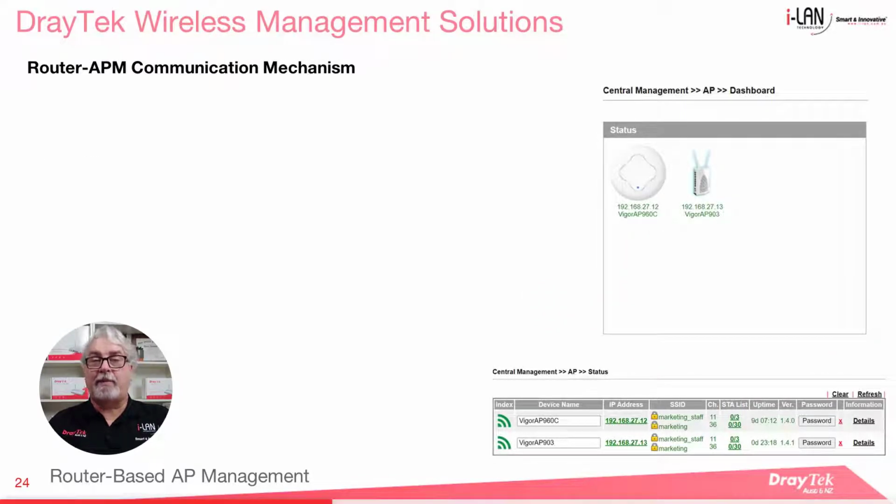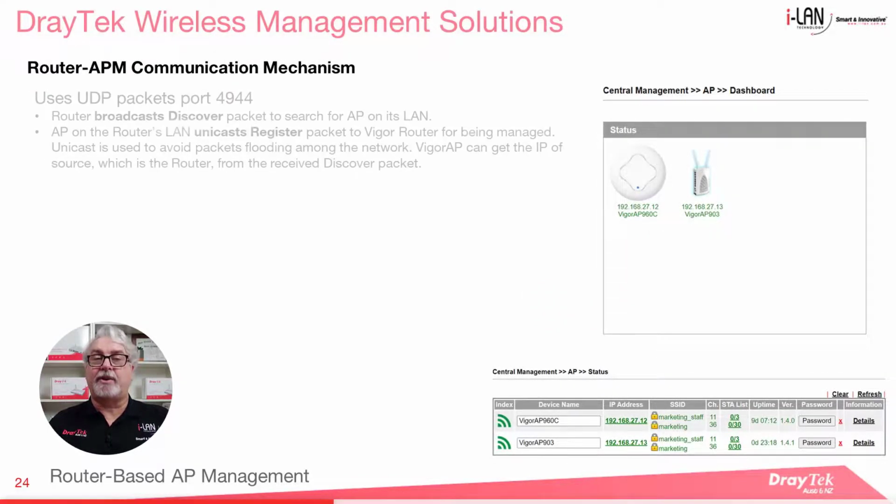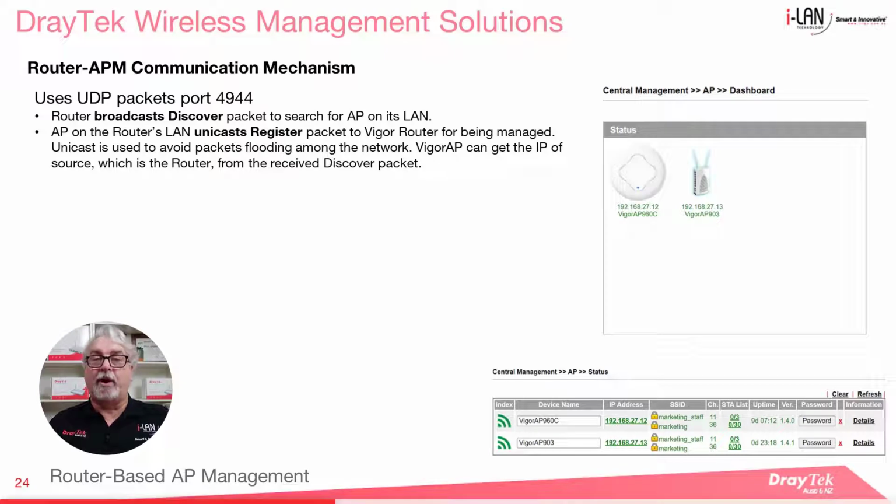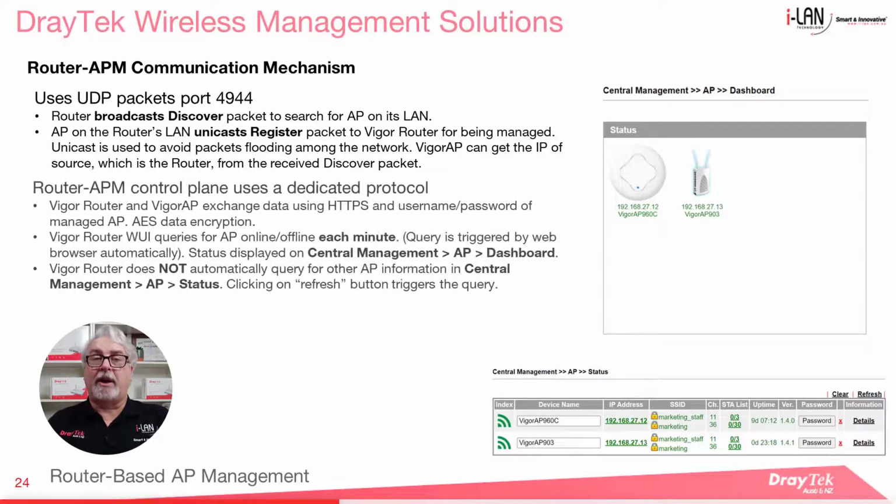Like AP-APM, router-based APM communication uses UDP port 4944 to discover access points on the LAN. The access point sends unicast register packets to the router. The control plane of the router APM doesn't use TR-069, it uses a special protocol developed by Draytek which uses AES data encryption. The router will send a query to each access point every minute to report on the online status in the AP dashboard page. Note that the AP status page is not automatically updated and you will need to click on the refresh button to update the information.